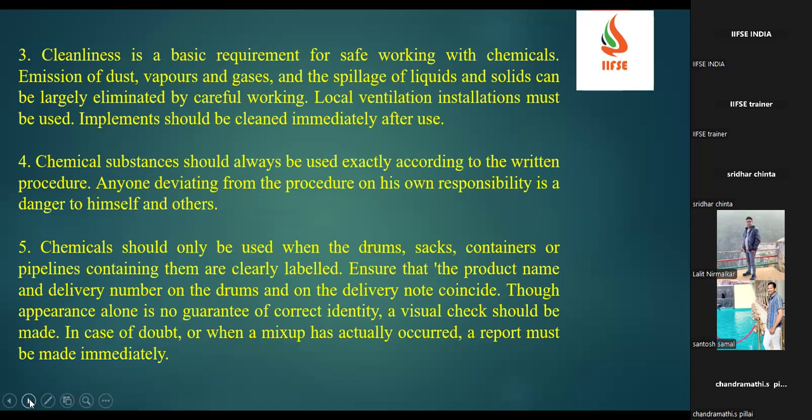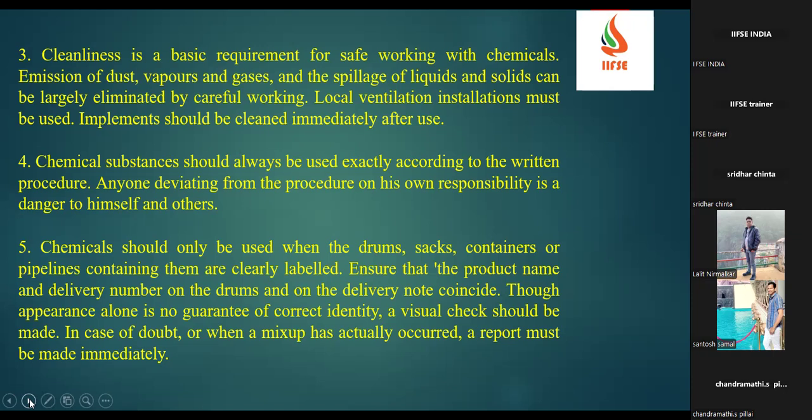Then chemical substances should always be used exactly according to the written procedure, and anyone deviating from the procedure does so at his own responsibility, and is a danger to himself or others. So whatever substances they are using, they should understand there is a potential hazard with the chemical, so that they own the responsibility in case of any accident or spillage with that chemical.